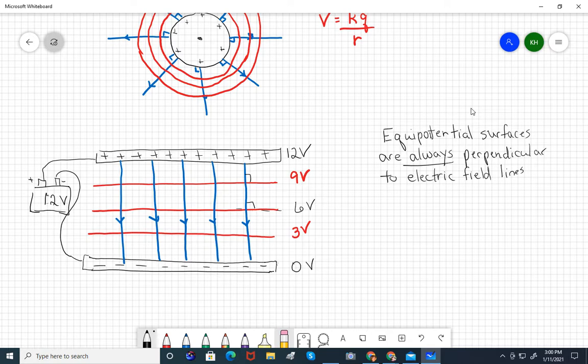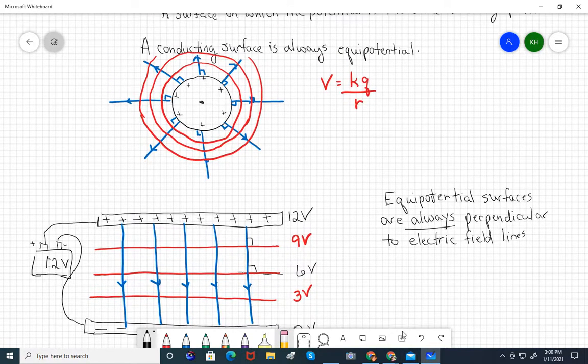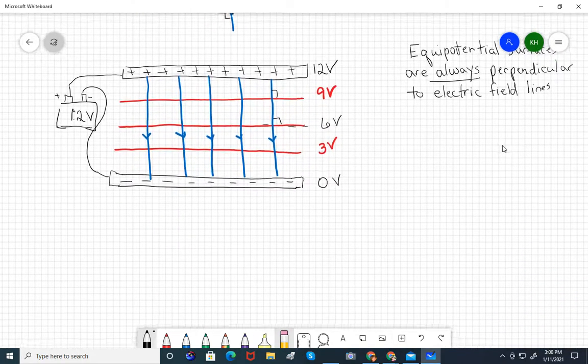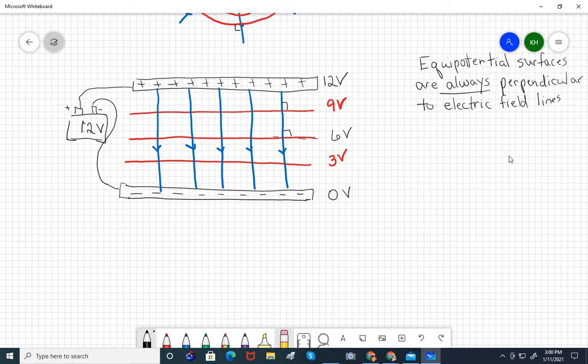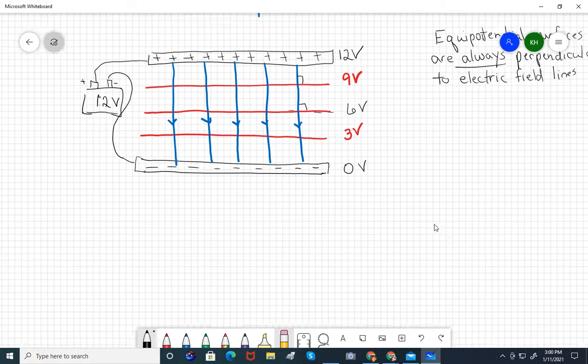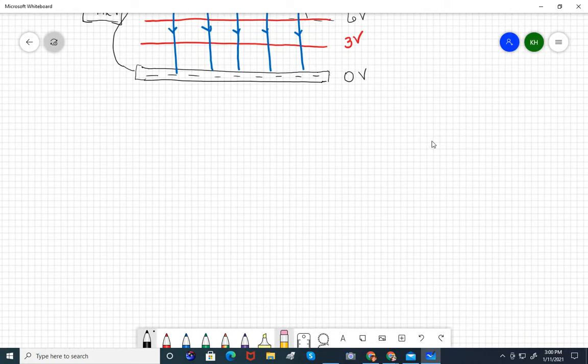But if you look up here at the circular one, these are also right angles. Electric field lines are always perpendicular to conductors because conductors are equipotential surfaces, and they're always perpendicular to any equipotential. The field lines are going to be perpendicular. Knowing that, we can sketch some other surfaces.